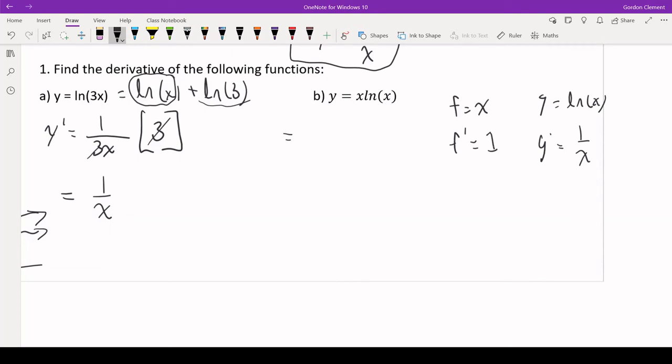F prime g, so that's just going to be log x, plus g primed, 1 over x, times x. And again, if we wanted to simplify it, that would just turn into log x plus 1, which is kind of neat because those x's would cancel.